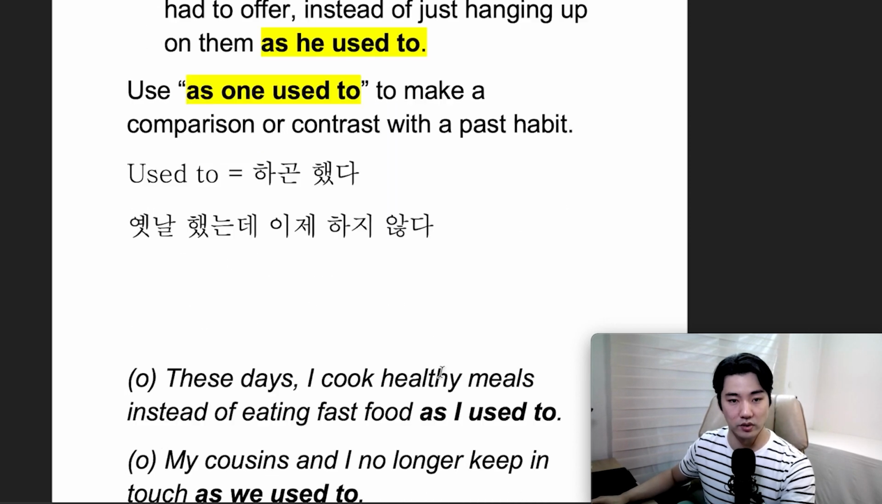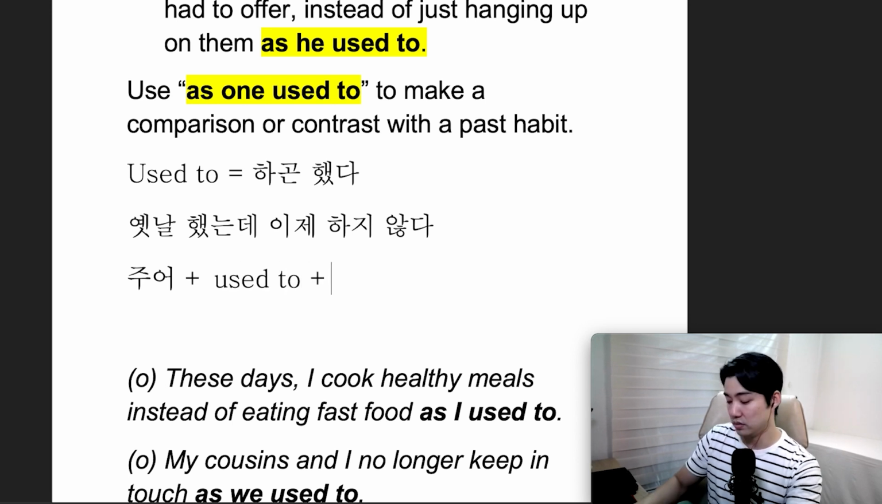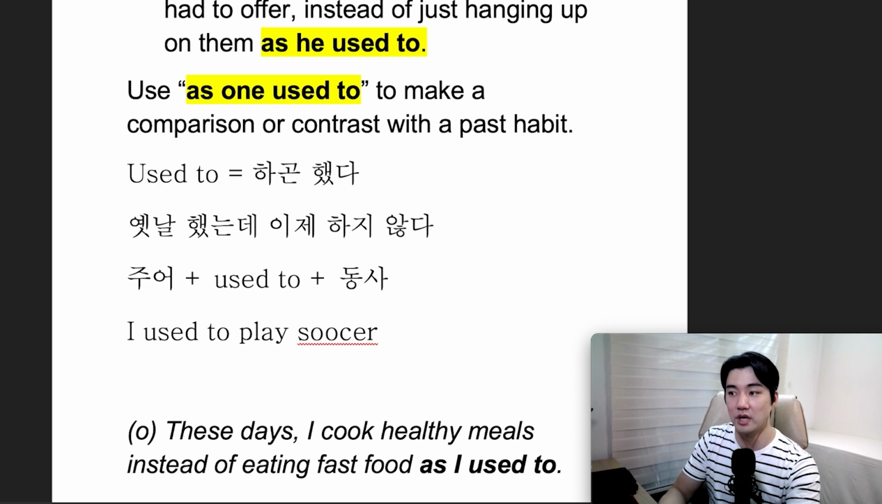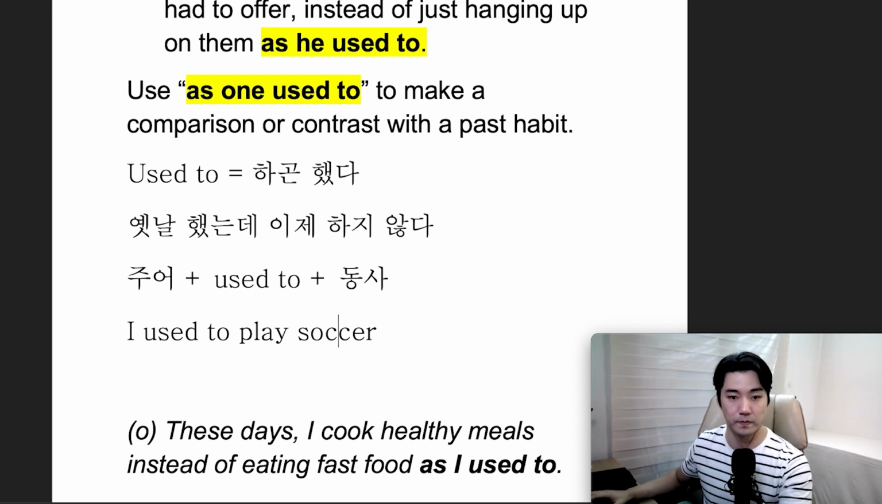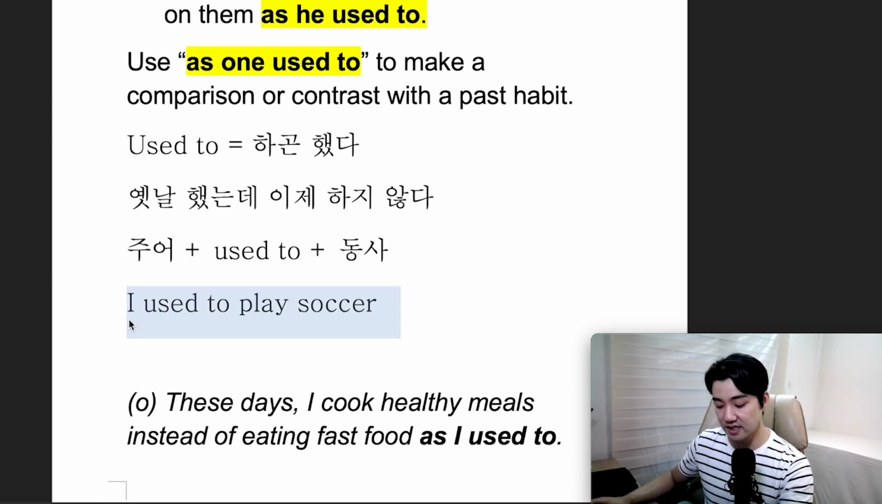보통 이렇게 배웠어요. 그렇죠? 주어 plus used to plus 동사. 그렇죠? I used to play soccer. 나는 축구를 하곤 했다. 이제는 하지 않나요. But in this situation, it's a little bit different. All right, this is simple.